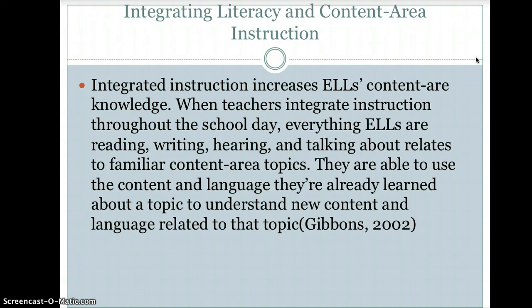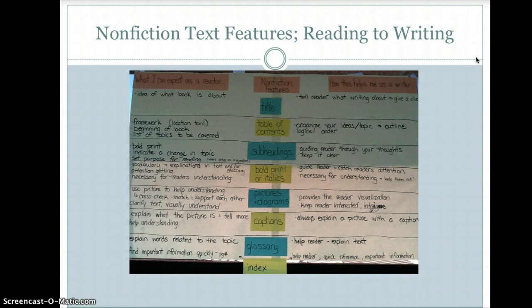Integrated instruction increases the English language learners' content area knowledge. When teachers integrate instruction throughout the school day, everything they are reading and writing, hearing and talking about relates to a familiar content area topic. They're able to use the content and language they've already learned about a topic to understand the new content and related language to that topic. This is an example of non-fiction text features so that the students can go from reading to writing.